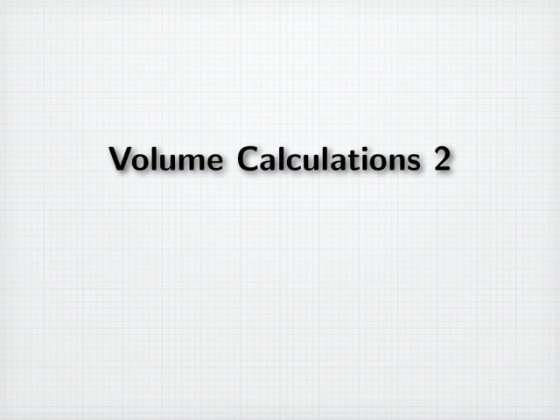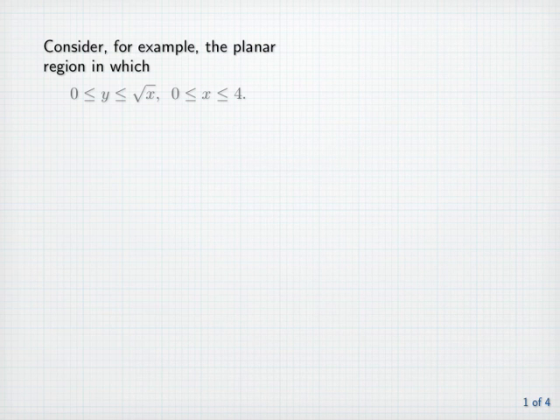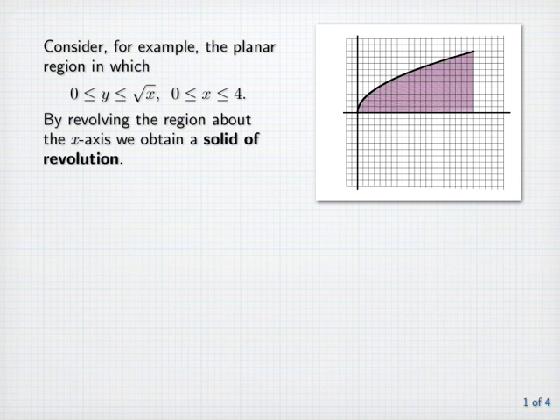Volume Calculations 2. Solids of revolution. Consider, for example, the planar region in which y is between 0 and the square root of x, and x is between 0 and 4. A picture of this region is shown here on the right. By revolving the region about the x-axis, we obtain what we call a solid of revolution.